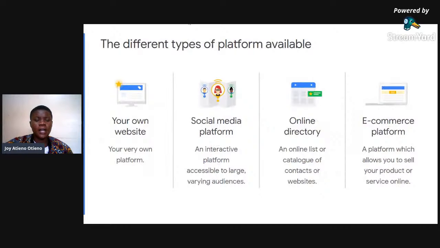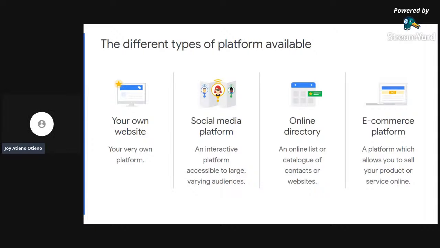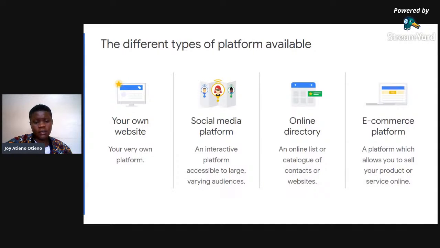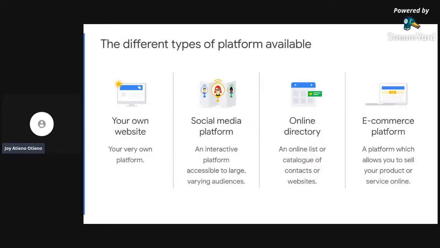So it doesn't matter how you want to go online, as long as you use the right vehicle. Because when you're going online, it is like setting off on a journey, right? You must choose the right vehicle or the right means that will take you there. Whether it is aeroplane, whether it is by water, whether it's by land, you want to choose whichever is convenient to you. So whether you want to set up your website, whether you want to use social media platforms, whether you want to list your business on an online directory, whether you want to use e-commerce platforms, it's you who determines how it's going to work.